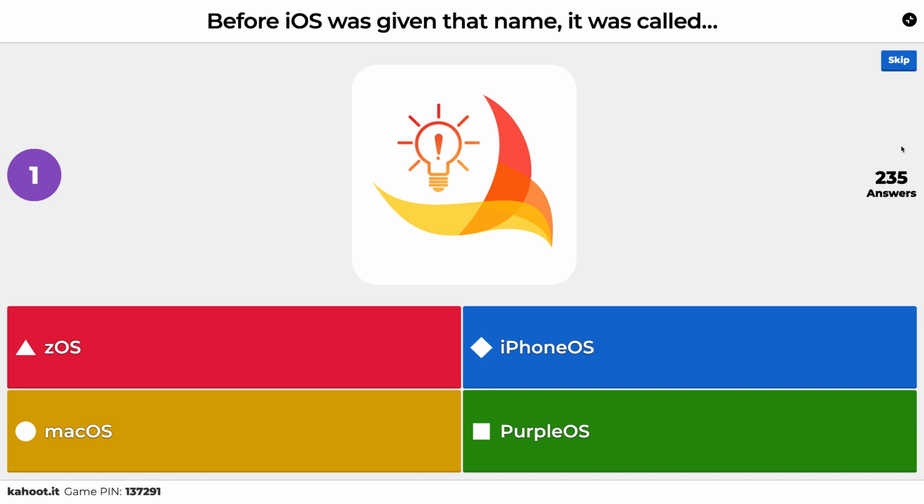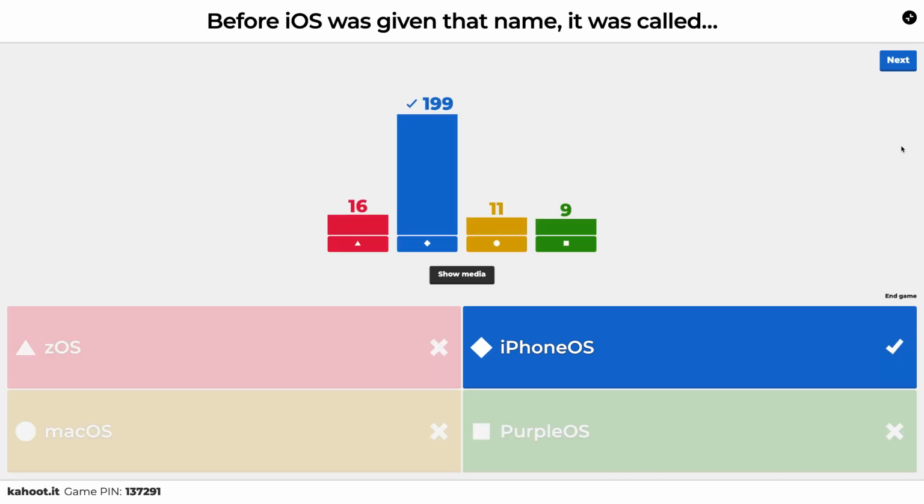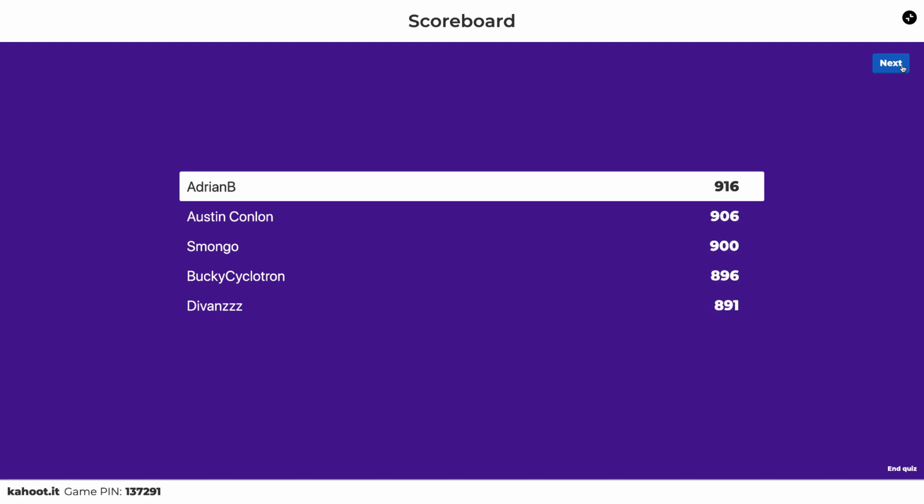I'll see Burger on the podium. Let's find out. Is Burger on the podium? So most of you got it correct. Well done. It was iPhone OS. Come on, Burgers. Adrian B, Austin Connor, and Smongo. Well done, folks. Adrian B's top with 938. That was a lightning fast answer. Well done, Adrian B.